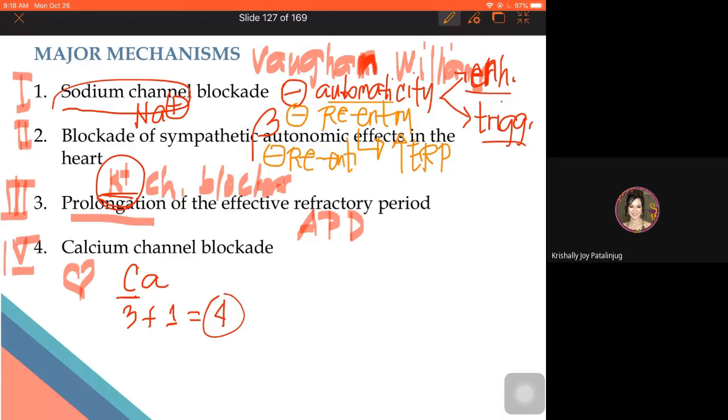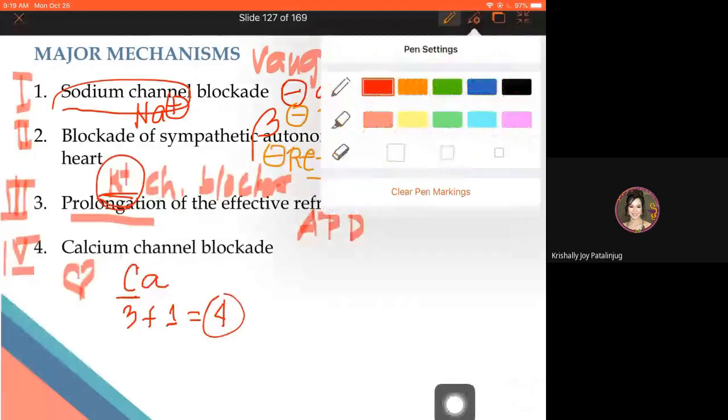Again, for class 2, they could also cause inhibition of re-entry, or re-entrant tachycardia. That is why they could also prolong the effective refractory period.